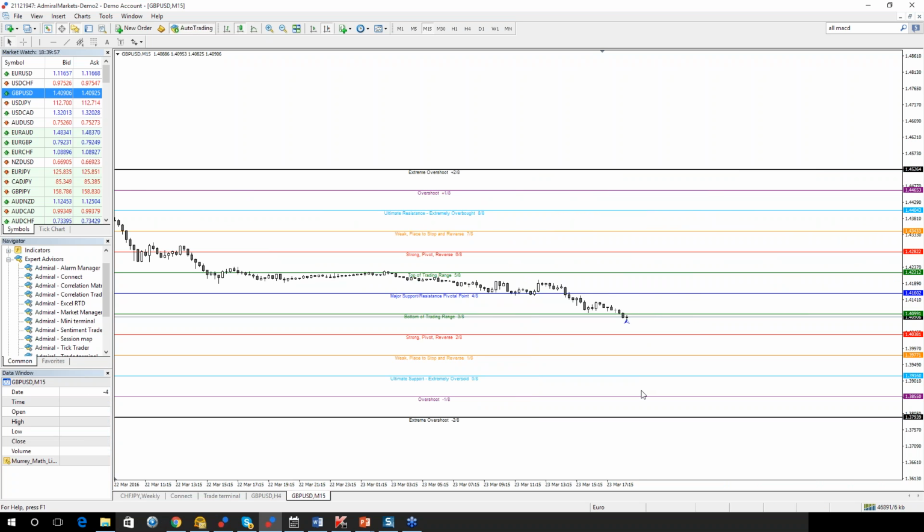It's important for you to know these things. Murrey Math can save your trade by telling you don't jump into a trade. The price is too low to sell it or too high to buy it.